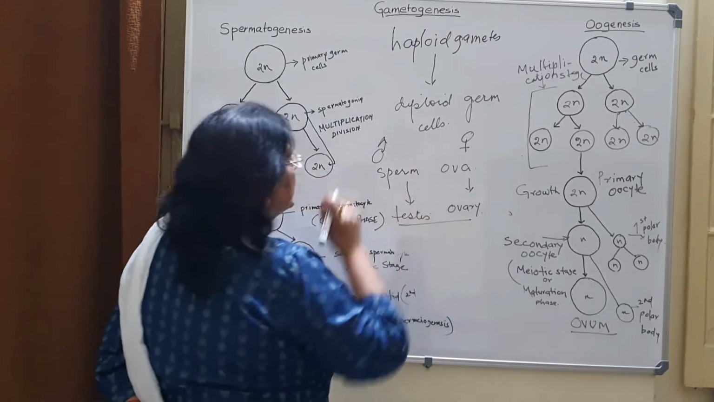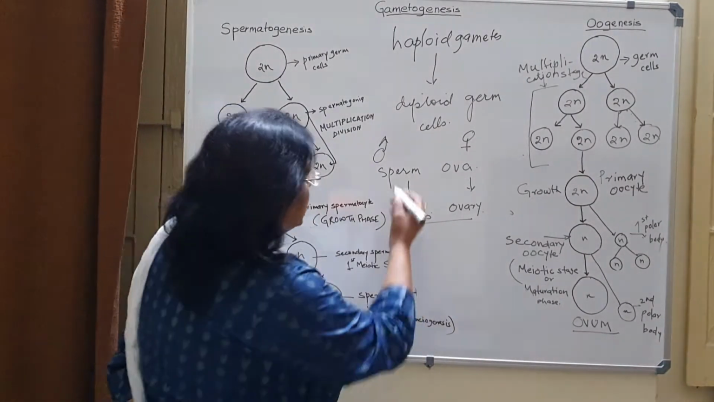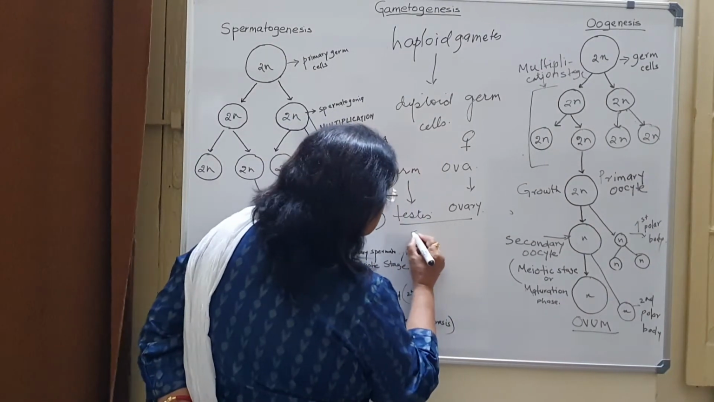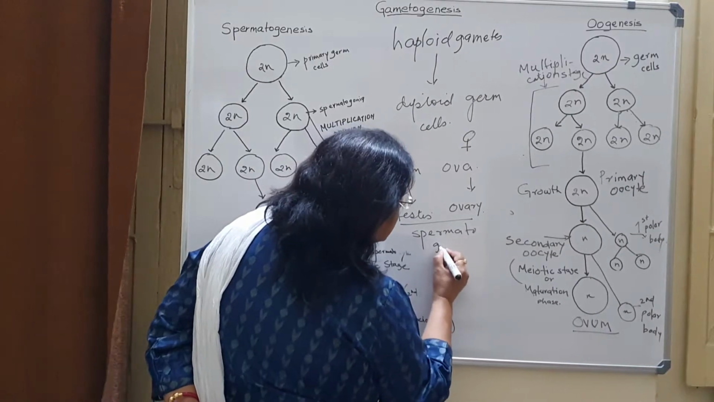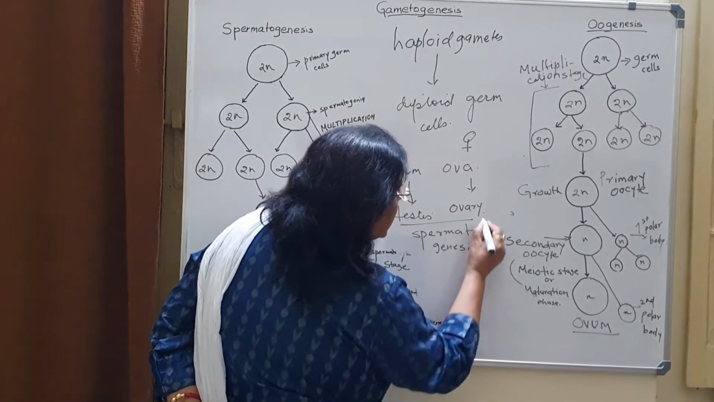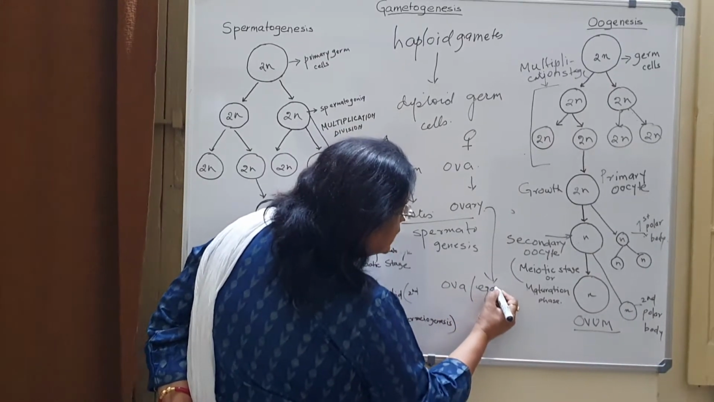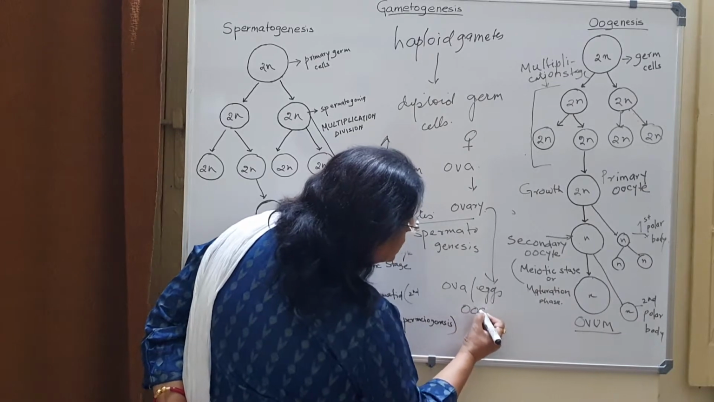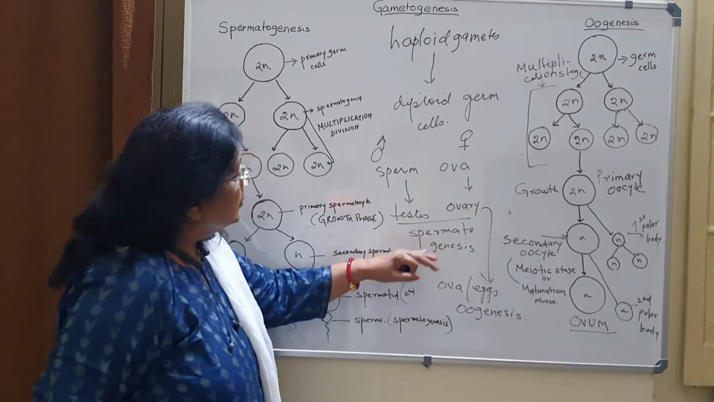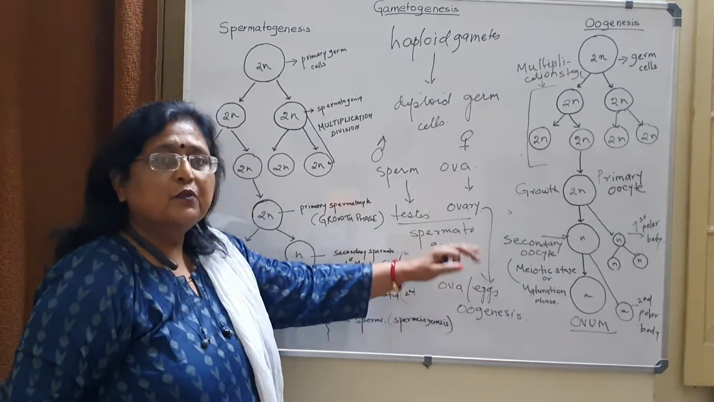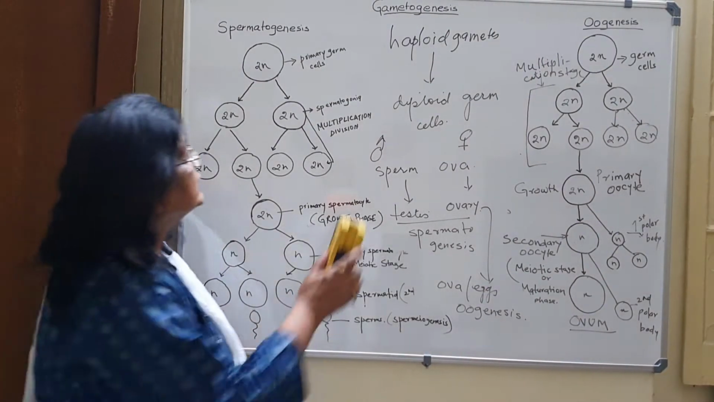The process of producing sperm is known as spermatogenesis, whereas the process of producing the ova or eggs is known as oogenesis. So now we will take spermatogenesis and oogenesis one by one. So let us look at the process of spermatogenesis.